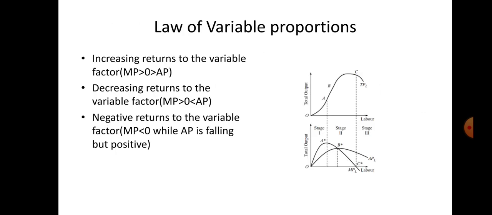This is about production function with one variable proportion. Usually here MP will be more than 0 and greater than average product, and that we call increasing returns to the variable factor, and we can even see decreasing returns to the variable factor where MP is greater than 0 but AP is less than 0.